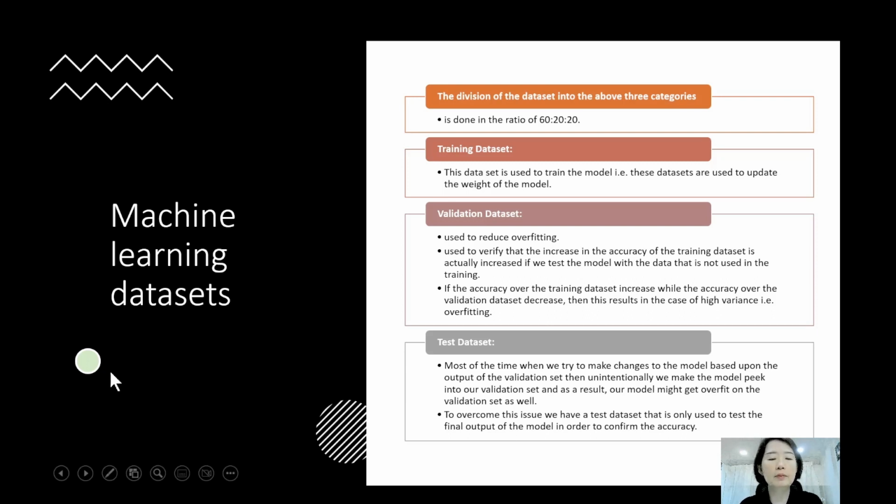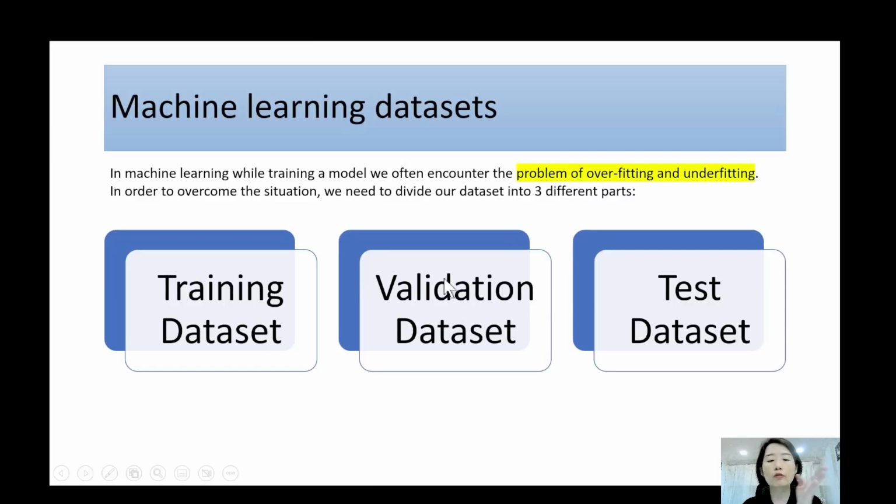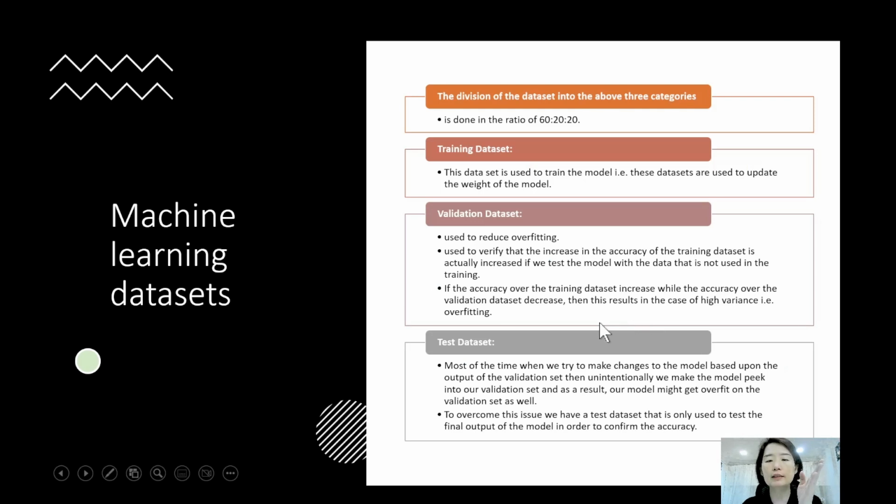Again, for the machine learning data set, the division of the data set into the above 3 categories, you can put the ratio like 6:2:2, or 60-20-20%. 60% go for the training, 20% go for the validation, 20% go for the test data set. The training data set is used to train your model, which is used to update the weight of the model. And then the validation data set is used to reduce overfitting, to verify that the increase in the accuracy on the training data set is actually an increase when we test the model with a data set that is not used in the training.